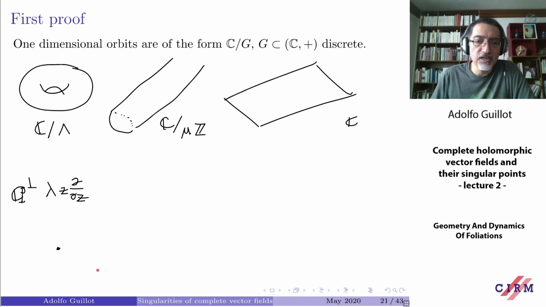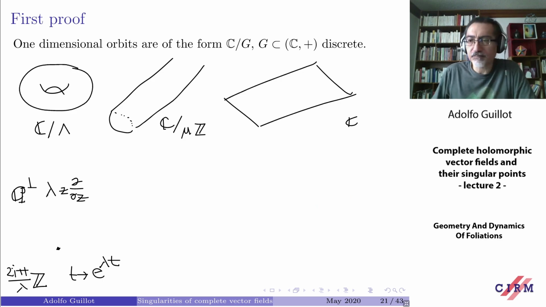So I can tell you that a solution is given by t maps to e to the lambda t. Okay? So the stabilizer here is generated by 2 pi i over lambda. So this is the stabilizer of this vector field. Okay, it means that all these cylinders, all these orbits are represented, as lambda varies, in this family of vector fields in CP1.